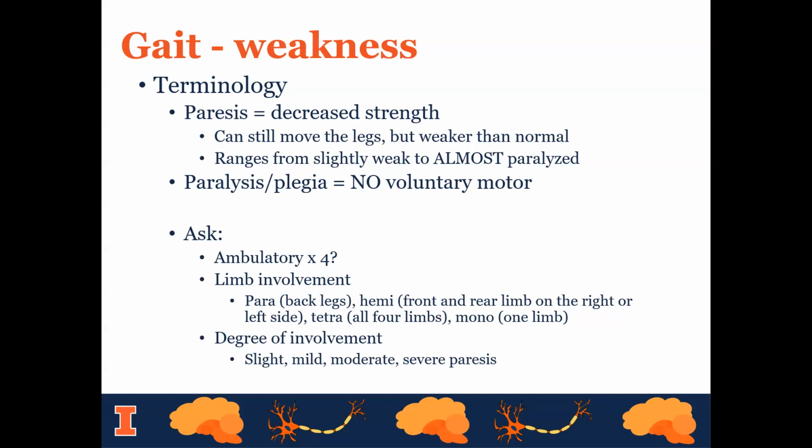So motor function tells us how bad a lesion is. Reflexes tell us where in the nervous system a lesion is. So we ask ourselves, is an animal able to walk? Yes or no? And if they have trouble walking, is it back legs, or is it front and back legs? And we also ask, is it just on one side of the body, or what we call a hemiparesis, like the front and rear limb on that same side is affected? Is it tetraparesis, all four legs, or is it monoparesis, just one limb? You can also have a diaparesis, which is just the front legs, but that's very unusual. The degree of involvement is if we're slightly paretic, mild or moderately paretic, or severely paretic just before we're fully paralyzed.